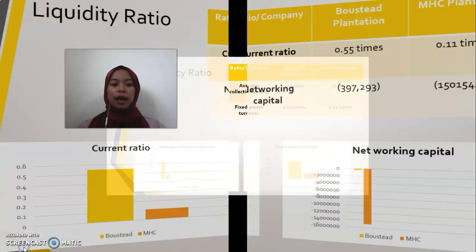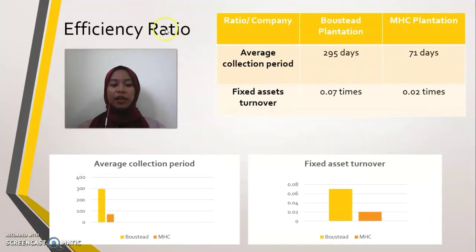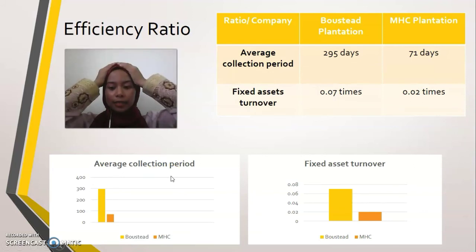Next is the efficiency ratio, which has average collection period and fixed asset turnover. Average collection period for Boston is longer than MHC. Boston takes 295 days to collect from their clients, while MHC only takes 71 days. It shows that MHC is more efficient in managing their clients as the average collection period is shorter.